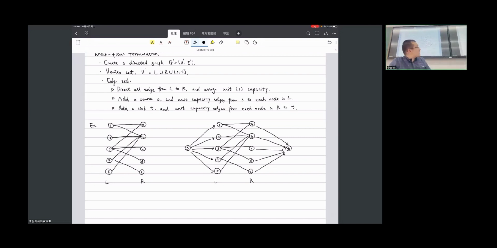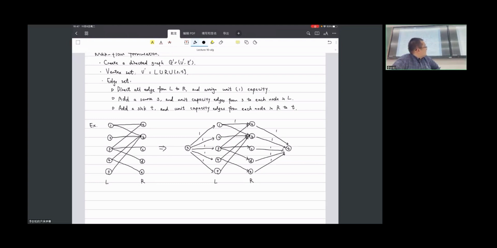And furthermore, for the edges in the original graph, we direct all the edges from L to R, which gives us something like this. And we have been mentioning that the capacity of all the edges, the edges from S to L, the edges from R to T, and all the edges in the original graph from L to R, all of them have capacity 1. In the middle they all have capacity 1, so I don't have to write all of them here. Okay, so this is the construction that we have.